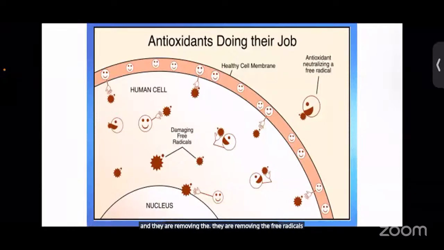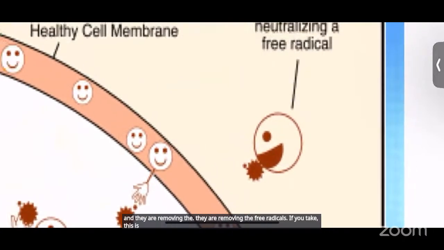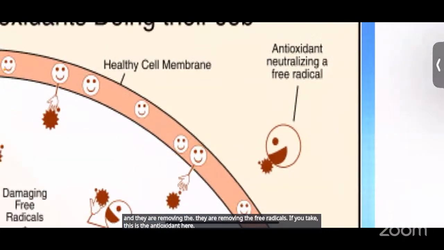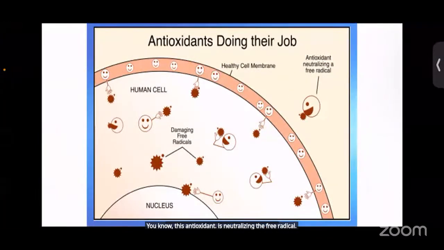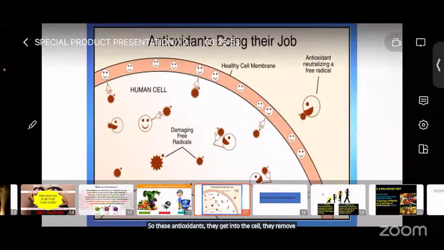If you check, this is the antioxidant here. This antioxidant is neutralizing the free radical. And if you can see, this is the cell, and inside there, that is the nucleus. So these antioxidants get into the cell and remove all the free radicals.